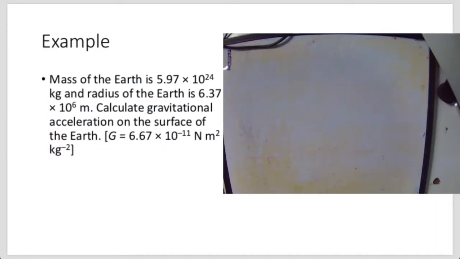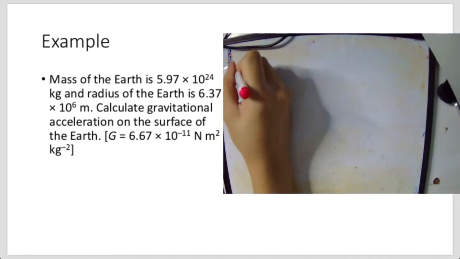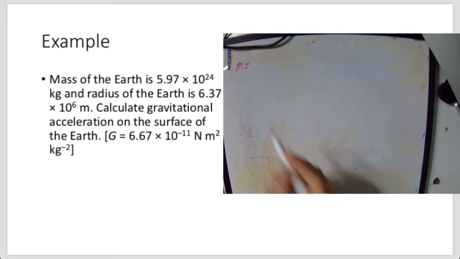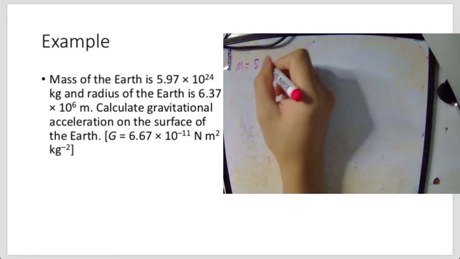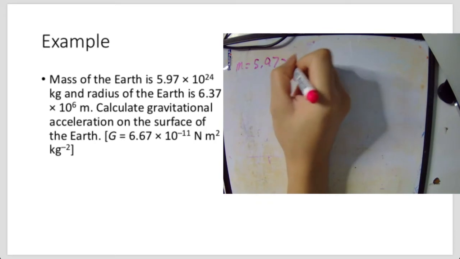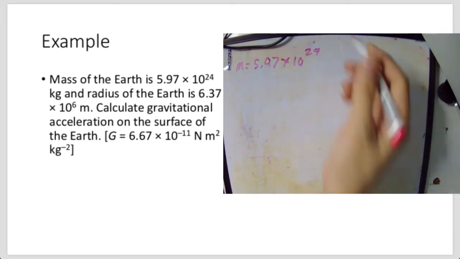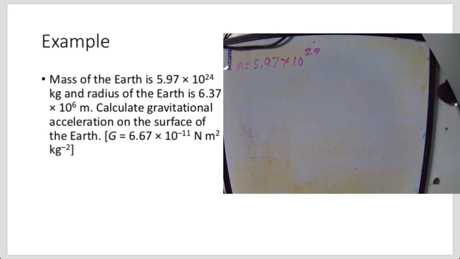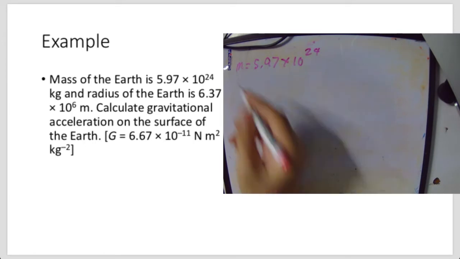All right, so here is an example question. Mass of the Earth, this is in your textbook so you can follow along. Mass of the Earth is 5.97 times 10 to the power of 24. So let's see what information we have. Mass is given as 5.97 times 10 to the power of 24. That's quite a big number. Please take out your calculators and calculate along with me, okay?